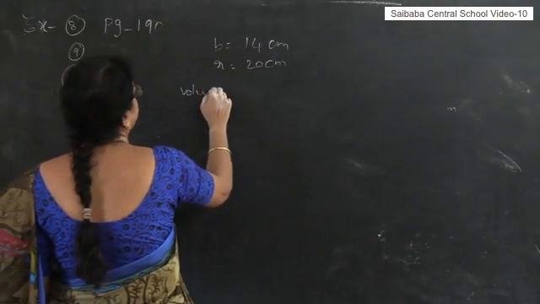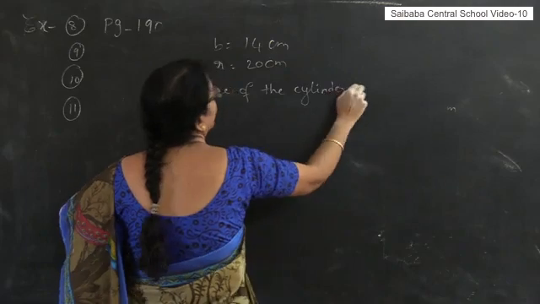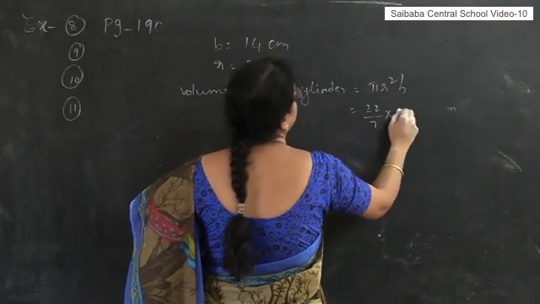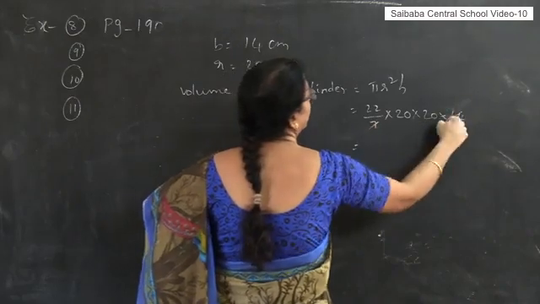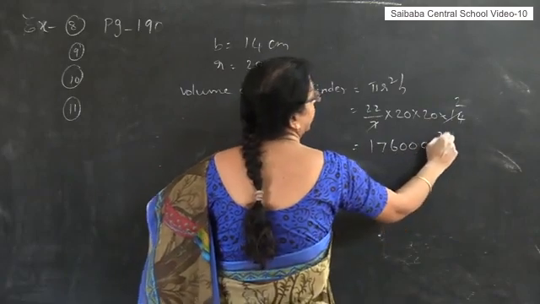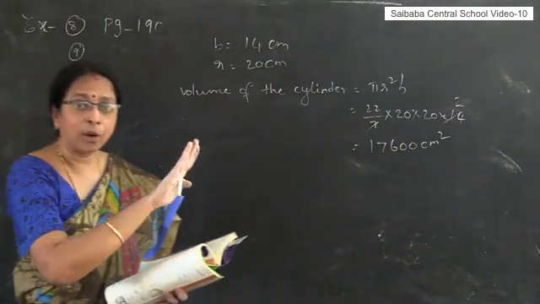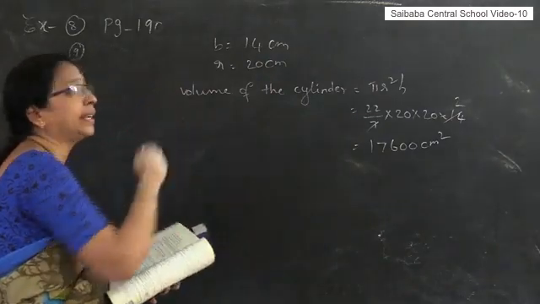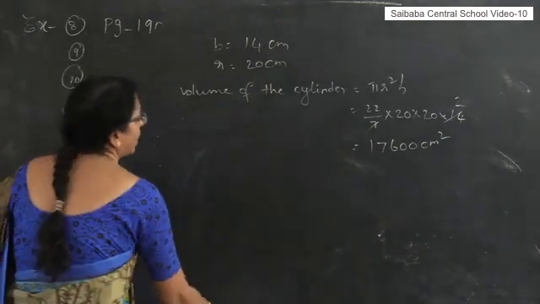So volume of the cylinder is equal to pi r square h. That is 22 by 7. Radius is nothing but 20 into 20. Breadth is 40. So if you do cancellation, then the answer is 17,600 square centimeter. Here breadth is nothing but the height, because if you take out the cylinder as a rectangle shape, it becomes the height and breadth. So radius is given and find the volume, that is nothing but pi r square h. Now last example.